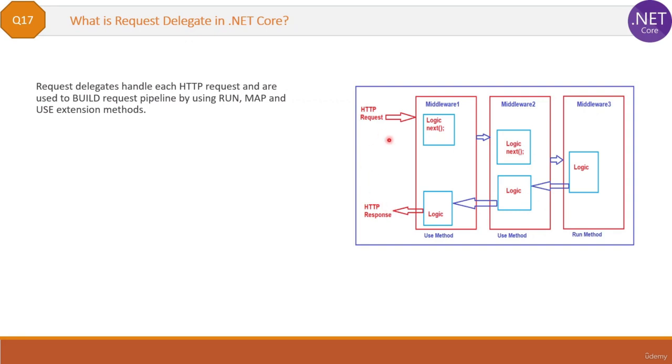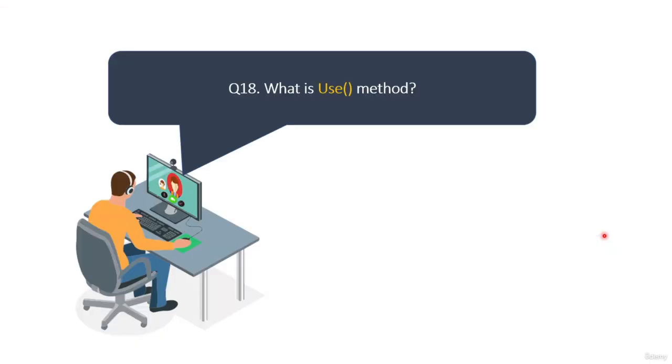In middleware 1 and 2, we will use the Use method, which is basically used when there is a need to execute the next method of the next middleware. We will discuss all these methods separately in different questions. So we will start with the first method of the request delegate, which is the Use method. What is the Use method?